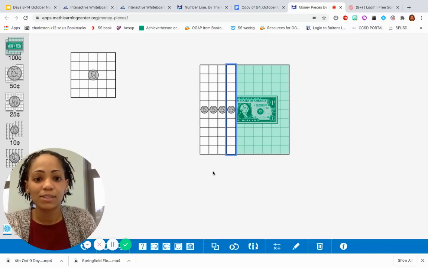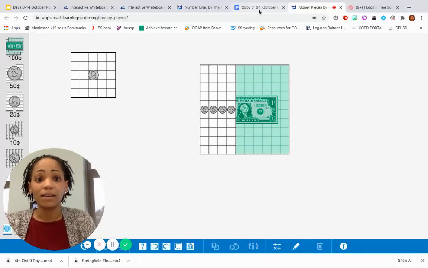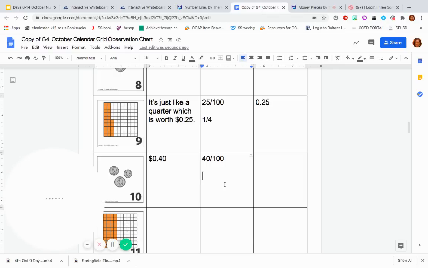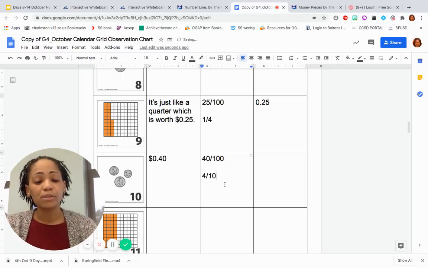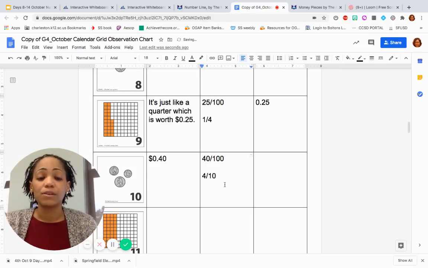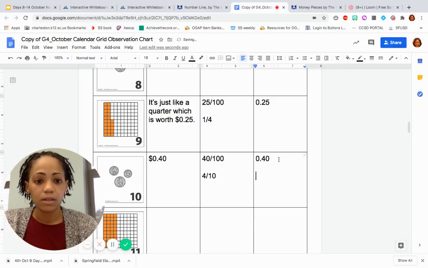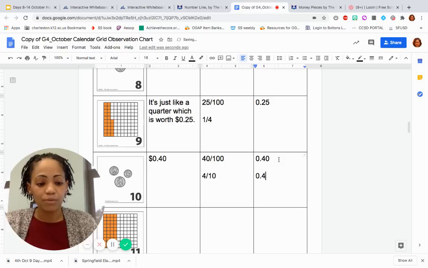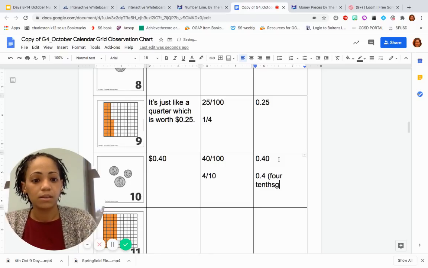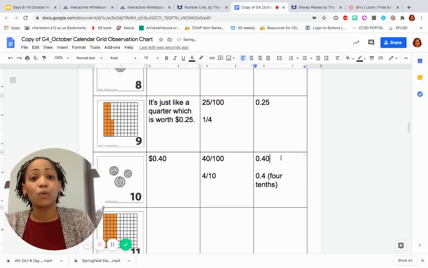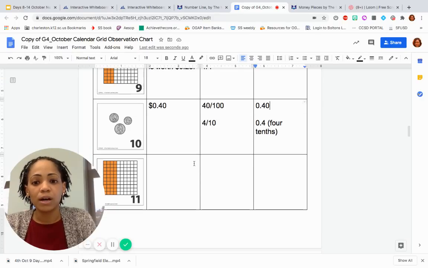But how many tenths do we have? You got it, 4 tenths. I'm going to also write that because remember, we're also talking about equivalent names for our numbers. All right, so then how do I write that as a decimal? Good, right, because that means 4 tenths. This is 40 hundredths. Right, so let's jump down to our marker for the 11th.